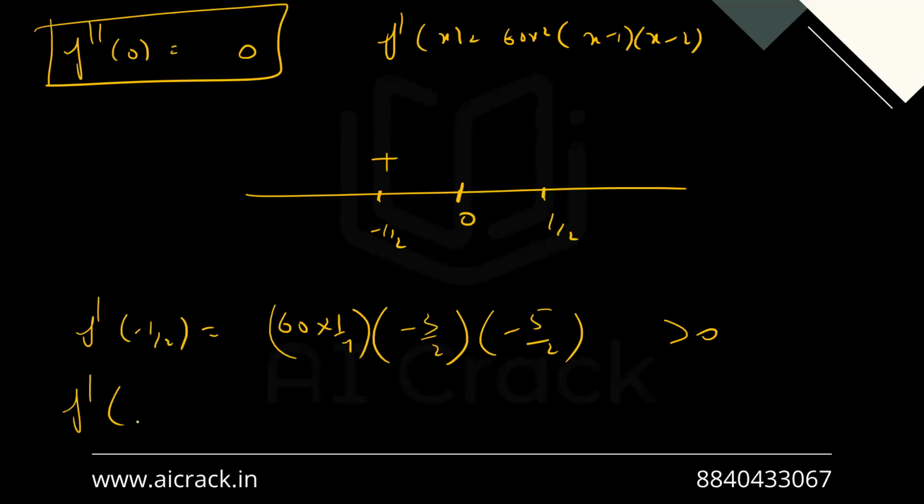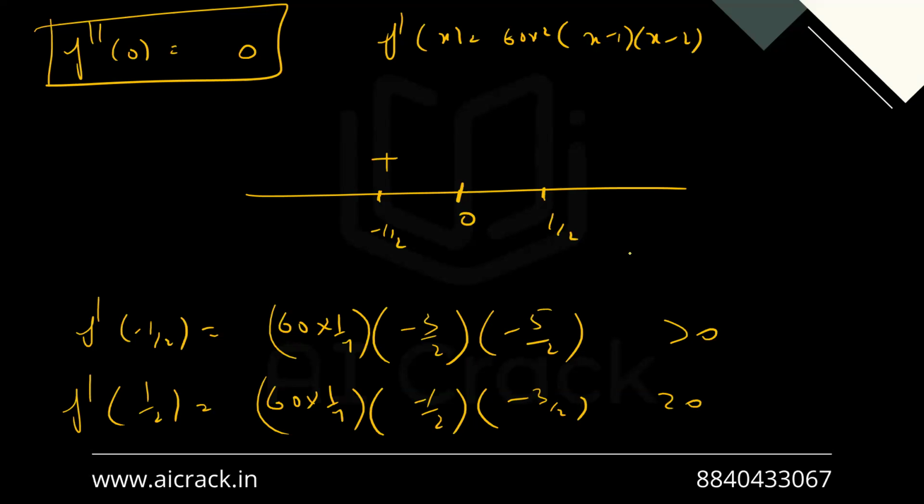And if we talk about f dash of 1 by 2, we'll be getting 60 into 1 by 4 multiplied by minus 1 by 2, and minus 3 by 2. So that is again positive. So we can see that we have got positive slope over here and positive slope over here. So we have got an inflection point, something of this sort. We've got an inflection point. Okay.